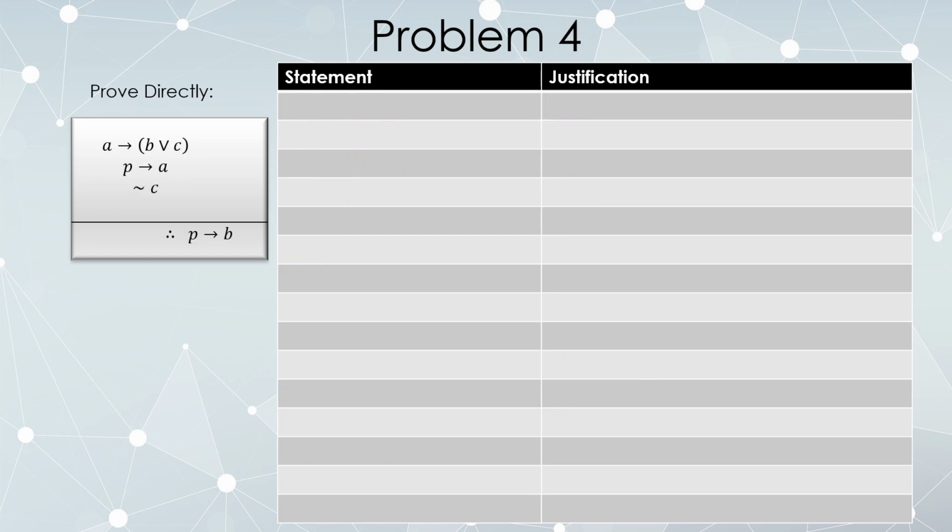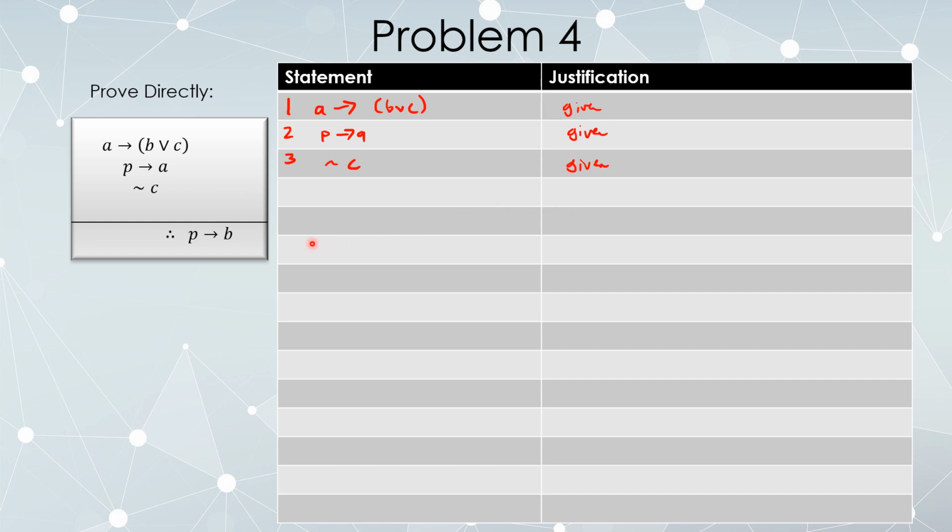Another direct proof. All right, let's just start with our givens. 1, 2, 3. A implies B or C. P implies A. Negation C. Given, given, given. So what we could do is we could go right ahead and state P implies B as an assertion and just get right into our direct proof.